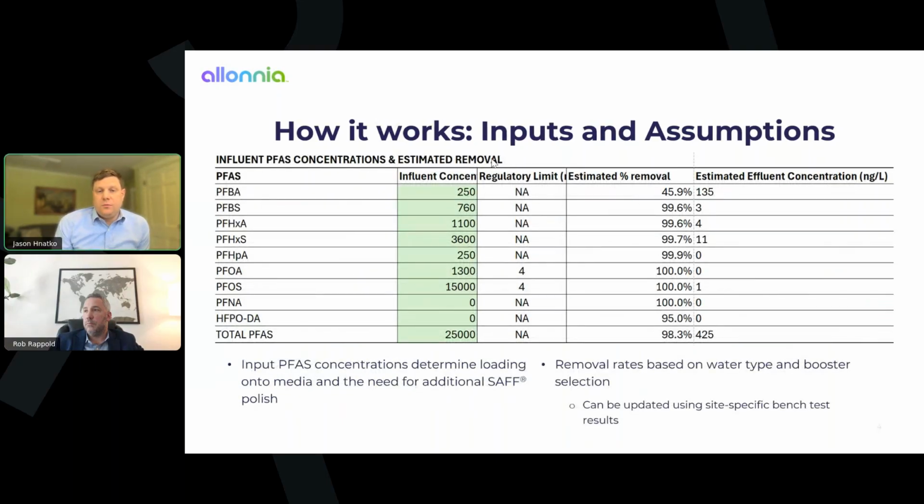So you can also input site-specific PFAS concentrations. You can either do individual PFAS that are regulated or a total PFAS value. Depending on the settings that you put in, it will give you an estimated removal percentage. Those are just based on averages that we've seen across a lot of different water types. If you did do some kind of bench test or have other performance data, we could update the calculator with those data to provide a better estimate. So then the calculator will compare the regulatory limit to your estimated effluent and determine if it needs a carbon polish or not.